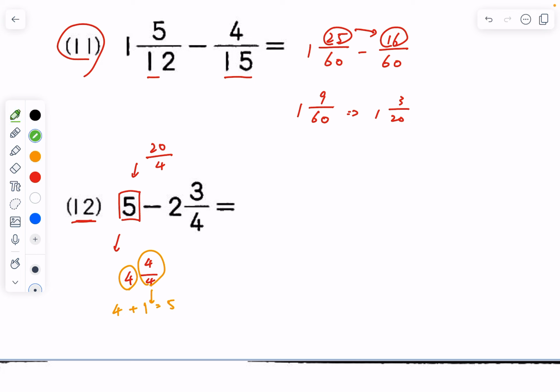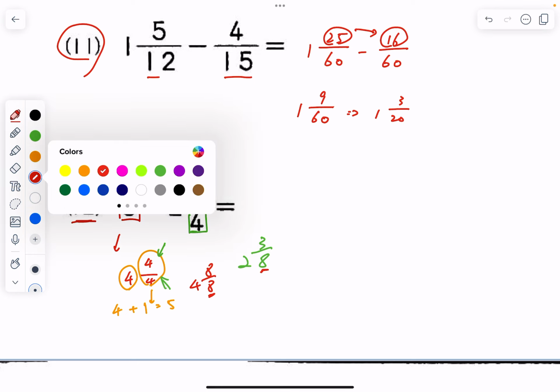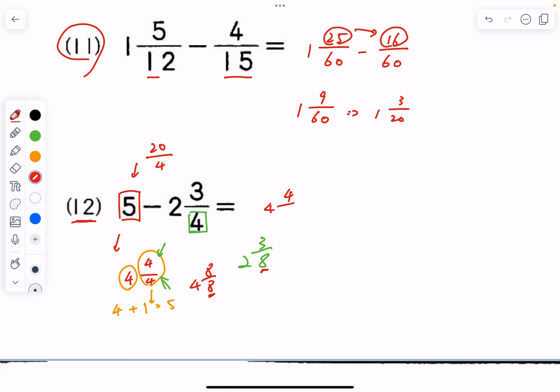And you might want to ask, Tony, how do I know what kind of number to put as a fraction? You can actually refer to the fraction that you're being subtracted from, right? If let's say this question is 3 over 8 instead. So instead of putting 4 over 4, I will actually write 8 over 8. So that 8 matches with the other 8, which makes our calculation so much easier. So the answer for this question would be 4 over 4 minus 2 3 over 4, which is 4 minus 2 is 2, 4 minus 3 is 1. So that's how you do this type of question.